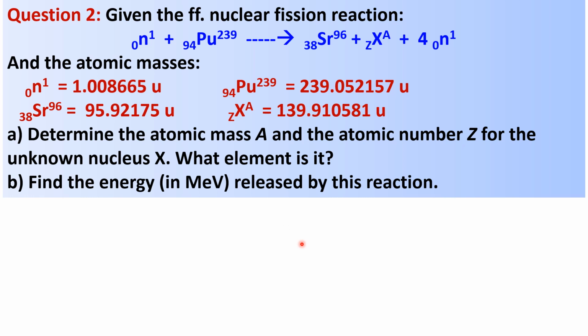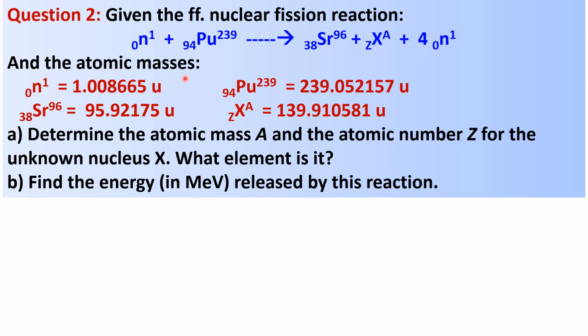We'll now move on to question number 2. Given the nuclear fission reaction, when plutonium isotope 239 captures a neutron, it splits into the following nuclides: strontium 96 plus an unknown nuclide labeled here as X, and releases 4 neutrons.